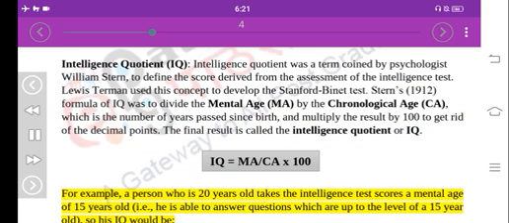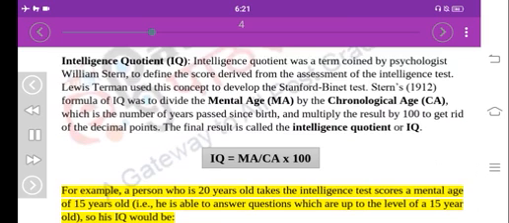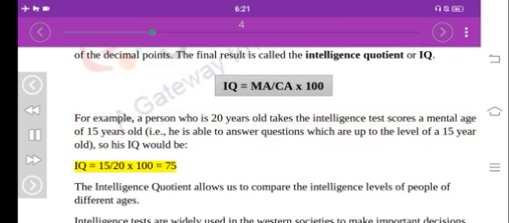For example, a person who is 20 years old takes the intelligence test and scores a mental age of 15 years, i.e., he is able to answer questions which are up to the level of a 15-year-old, so his IQ would be IQ = 15/20 x 100 = 75. The intelligence quotient allows us to compare the intelligence levels of people of different ages.